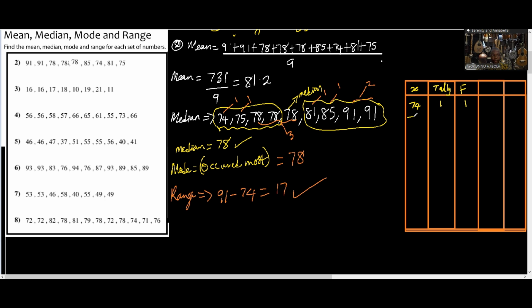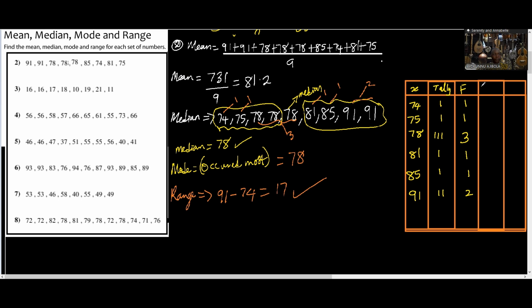Then for 75, it occurs only once, so that is also 1 here. No 76. For 78, it occurs 3 times. That is 1, 2, 3 tallies. Then this is 3. The next one, 81, occurred 1 time. That's 1 here. 85 occurred 1 time. That's 1 here. Then 91, which is the last one, occurred 2 times, and that's 2.